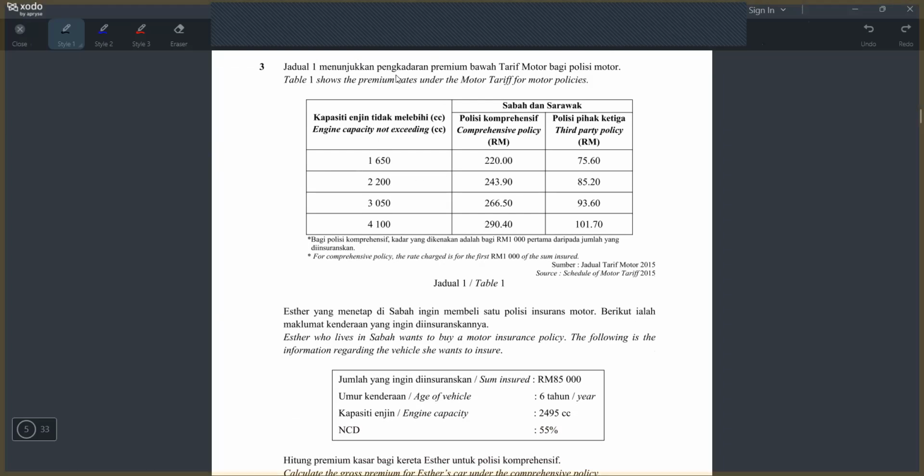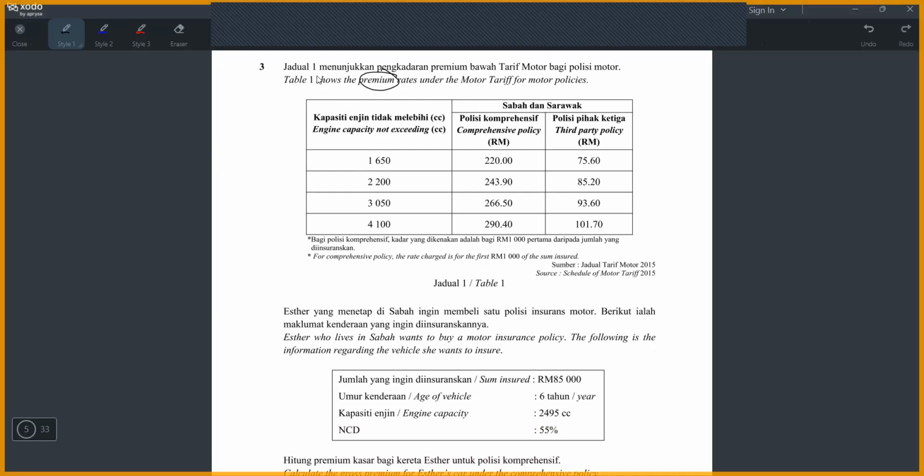This is definitely premium, so insurance lah. And to be more specific, it's motor insurance. Okay, not fire insurance, not medical insurance, it's motor insurance. Table 1 shows the premium rate under the motor tarif for motor policy. I can already see the motor tarif, they never provide me the Semenanjung, Malaysia. They only provide the Sabah Sarawak. So definitely this person is living in Sabah Sarawak, because they never put the Semenanjung in the motor tarif.